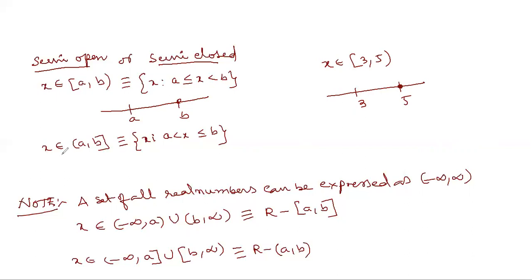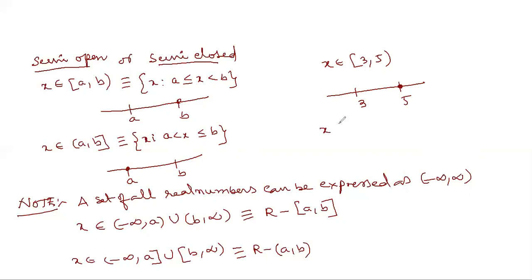Now the second one: x belongs to open a, closed b. What is the meaning of that? x such that a is less than x, less than or equal to b. That means a is not included, b is included. So in between a and b, a is not included and b is included.